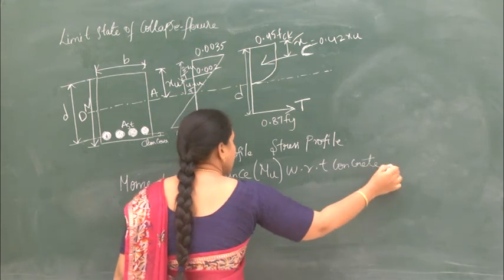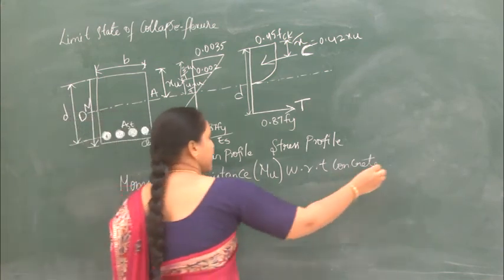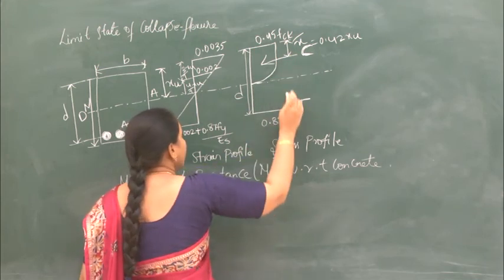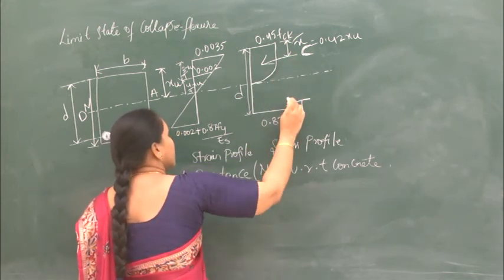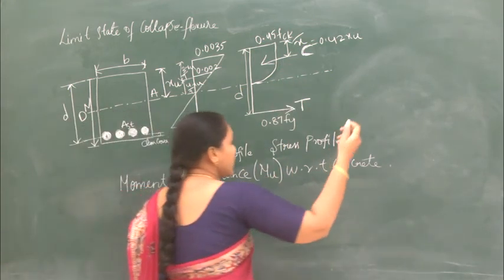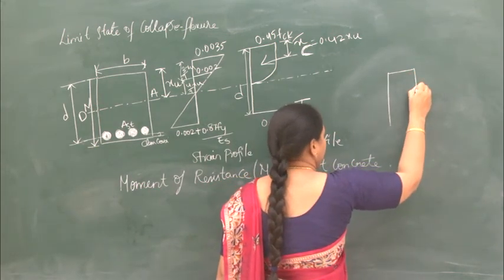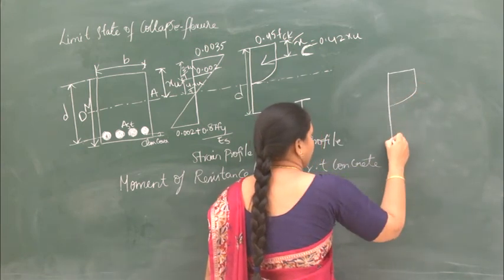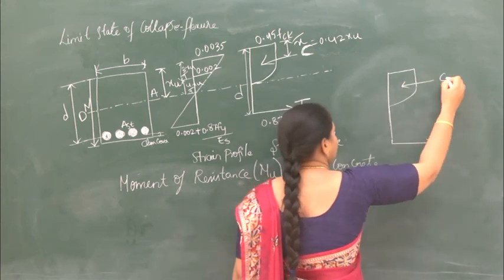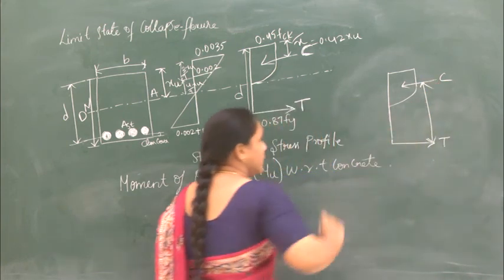Let us calculate first the moment of resistance with respect to concrete, that is Mu with respect to concrete. What is moment? Moment is the force into the perpendicular distance. So with respect to concrete, we'll have the compressive force into the perpendicular distance. First let us find out the perpendicular distance between the two forces. For that, let me draw the stress block here separately. Here we have the tensile force T, here we have the compressive force C. This is going to be the perpendicular distance.